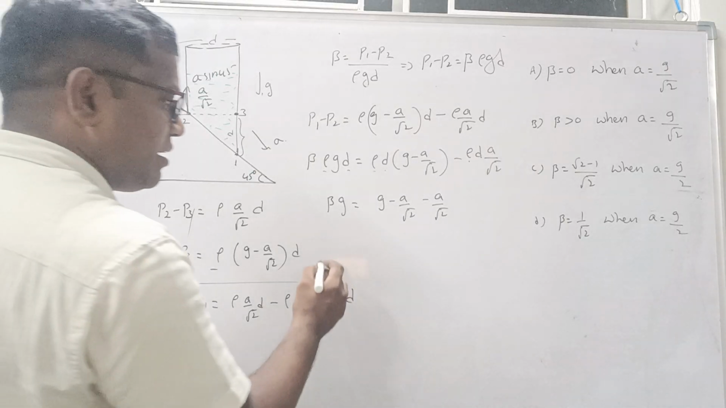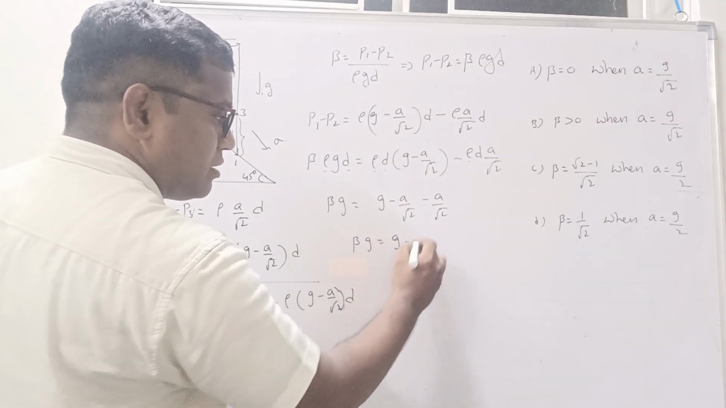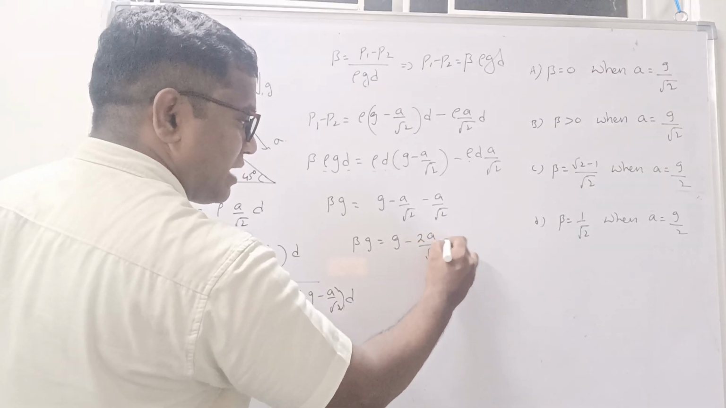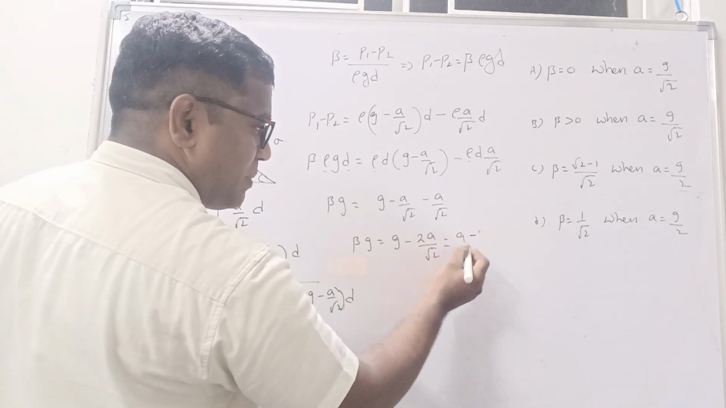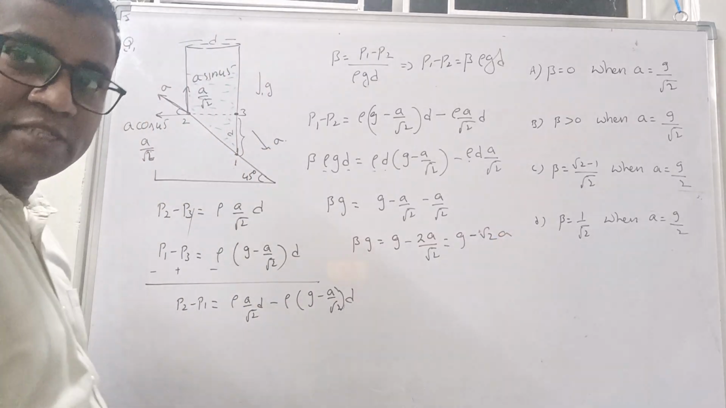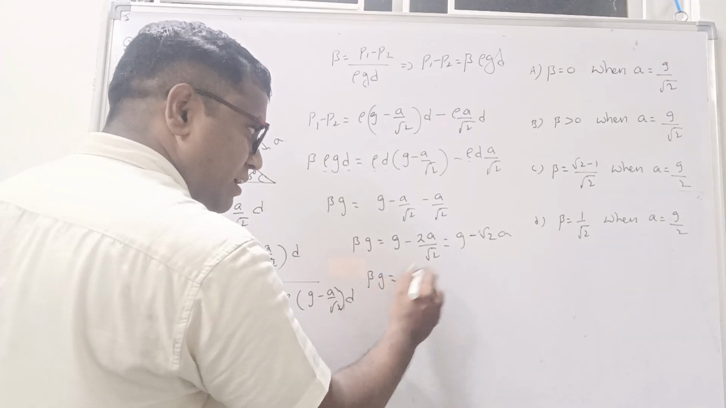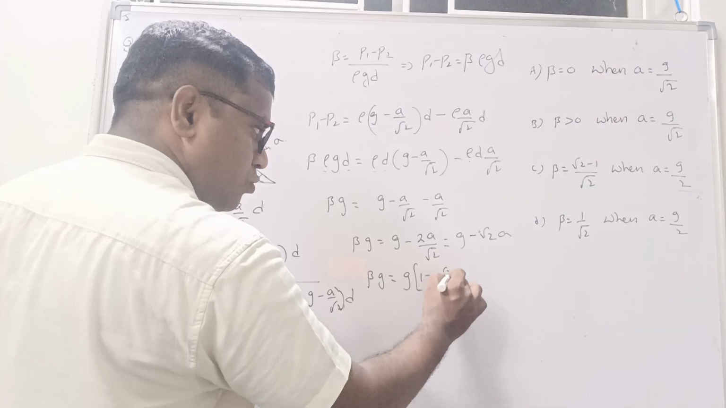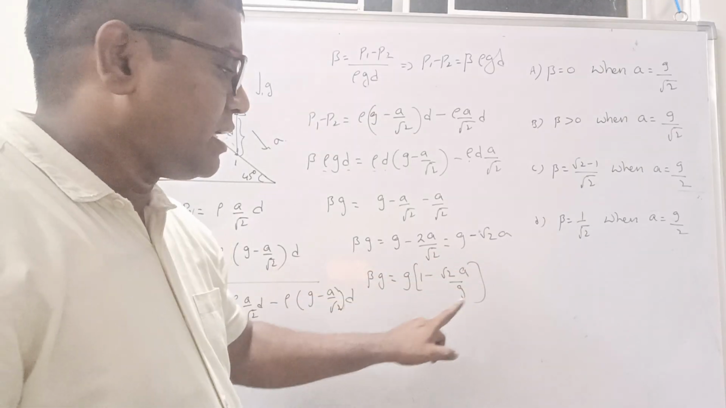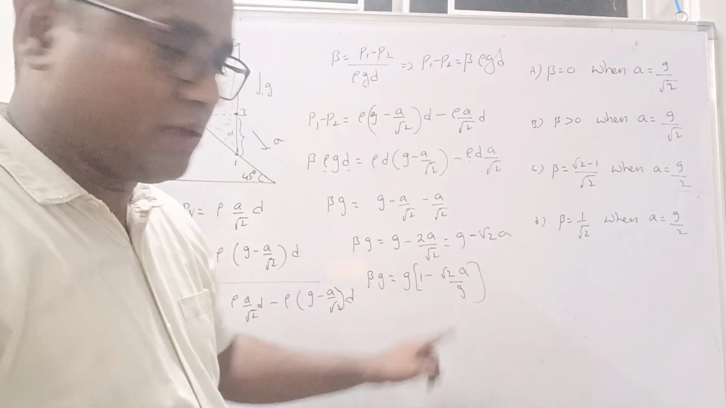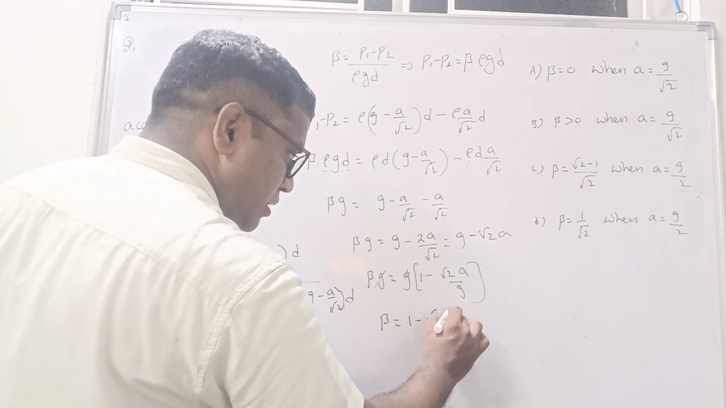So beta into G is equal to G minus A by root 2 minus A by root 2. Clear? So you will get beta into G can be written as G minus 2A by root 2, which is G minus root 2 into A. So again, beta G is equal to G, I will take common G, 1 minus root 2 A by G. I hope you understood, right? Here G is there, but here G is not there. That's why I take it common, so denominator G will come. Clear? So in this situation, G gets cancelled. So beta is equal to 1 minus root 2 A by G.